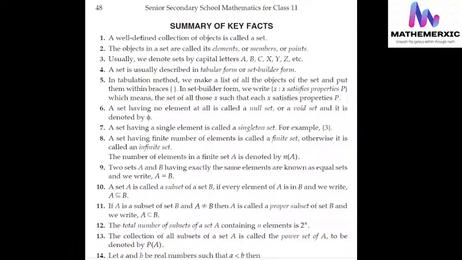So in tabulation method, whenever any word tabulation is asked, we make a list of all objects of the set and put them within braces. In set builder, we write x such that x satisfies property P, which means the set of all those x so that each x satisfies property P. A set having no element at all is called a null set or a void set, and it is denoted by phi.